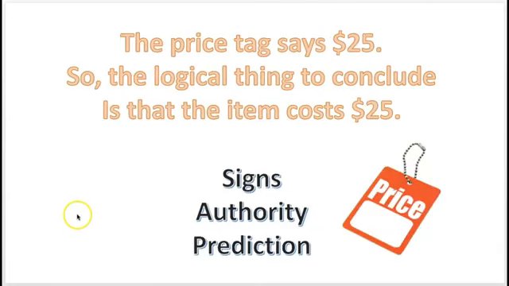Okay, here's a final practice problem. What type of inductive argument is this? The price tag says $25. So the logical thing to conclude is that the item costs $25. Is this an argument from signs, authority, or prediction? The answer is, that's right, it's an argument from signs. The price tag is a sign.